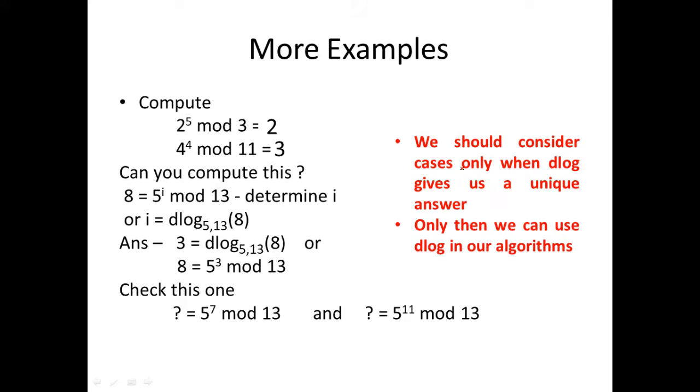So we should consider only cases where the discrete log gives us a unique answer. So I cannot have duplicates. That is the point here. Only then we can use discrete logarithm in our algorithms in cryptography. So the next question comes up: how to know whether it will give us distinct values or not?